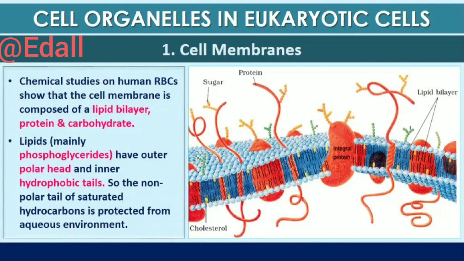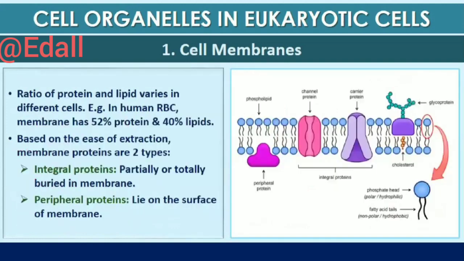Also, the lipids are arranged within the membrane with the polar head towards the outer sides and the hydrophobic tails towards the inner part. This ensures that the nonpolar tail of saturated hydrocarbons is protected from the aqueous environment. The lipid component of the membrane mainly consists of phosphoglycerides. Later, biochemical investigation clearly revealed that the cell membranes also possess protein and carbohydrate.